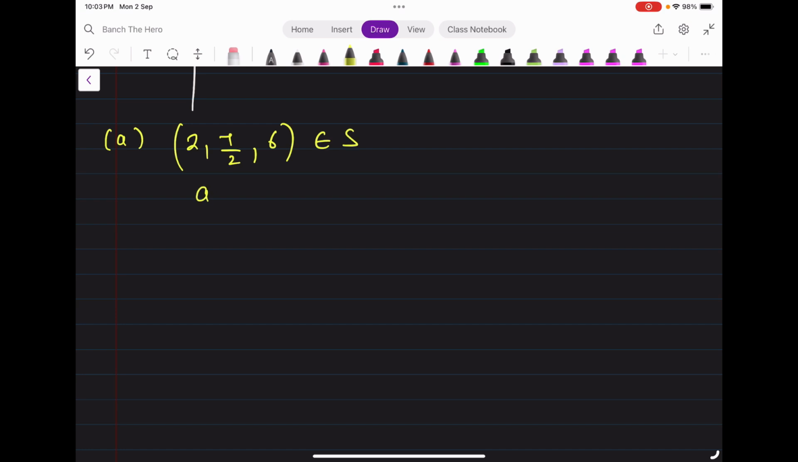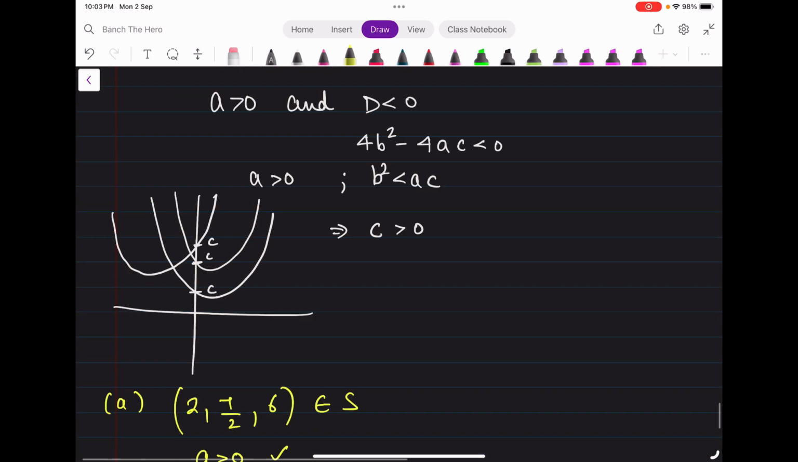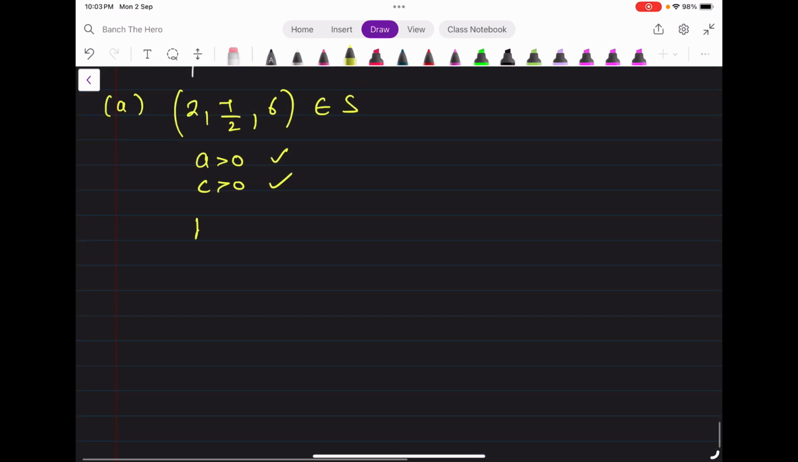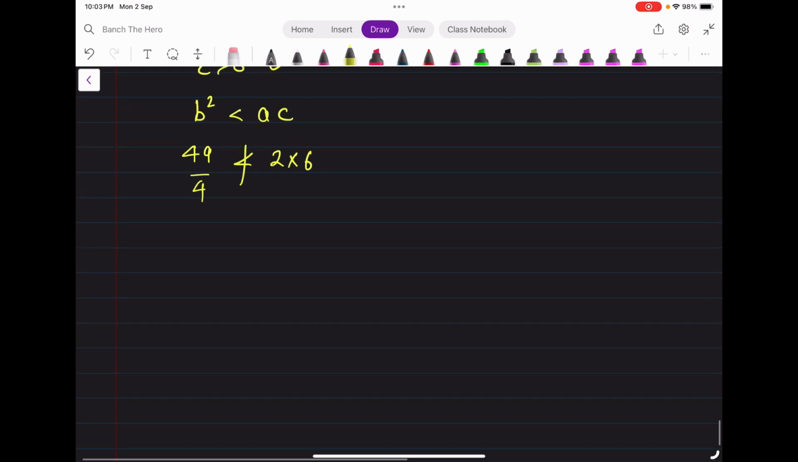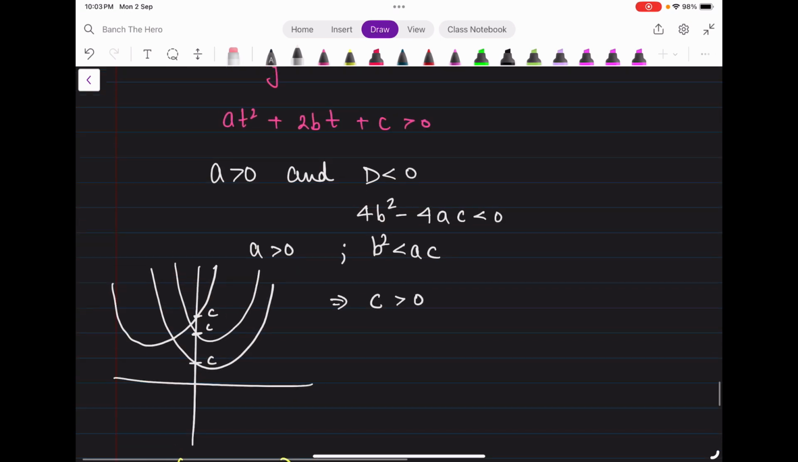So first thing, a is positive, yes. c is positive, yes. These two conditions are true. Along with that, b square should be less than ac. What is b square and what is ac? Let us verify. b square will be 49 by 4, and a into c means 2 into 6. Does this inequality hold true? No, clearly this is not true. It means this option does not belong to set S, right? So the first option is rejected.